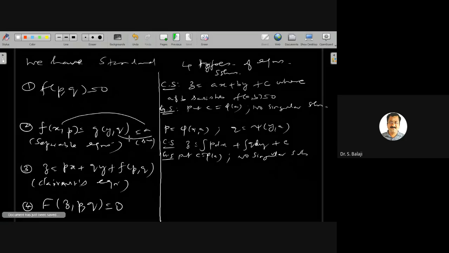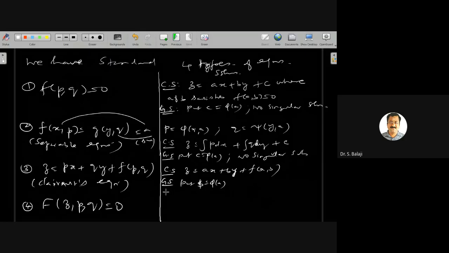For the complete solution, just replace p, q by a, b, arbitrary constants: z equals ax plus by plus f of a comma b. Put b equal to pi of a, then it will be the general solution.